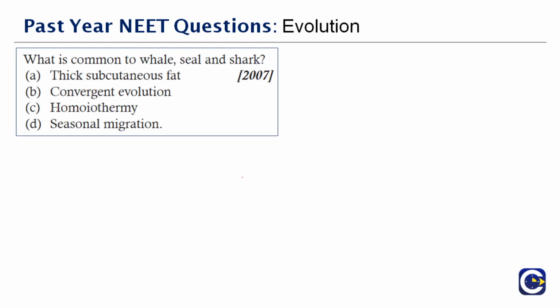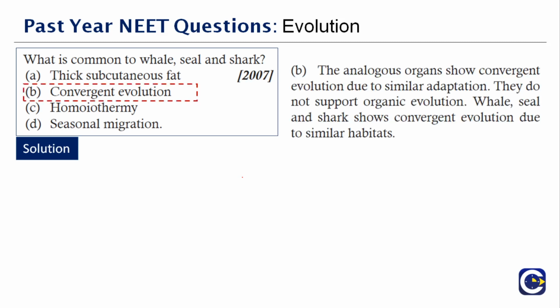What is common to whale, seal, and shark? This you will not know. I will tell you what the answer is. See, the analogous organs show convergent evolution due to the similar adaptation. They do not support organic evolution. So I gave you a clue here. Convergent evolution is due to similar adaptation. Therefore, the right answer to this question is convergent evolution.